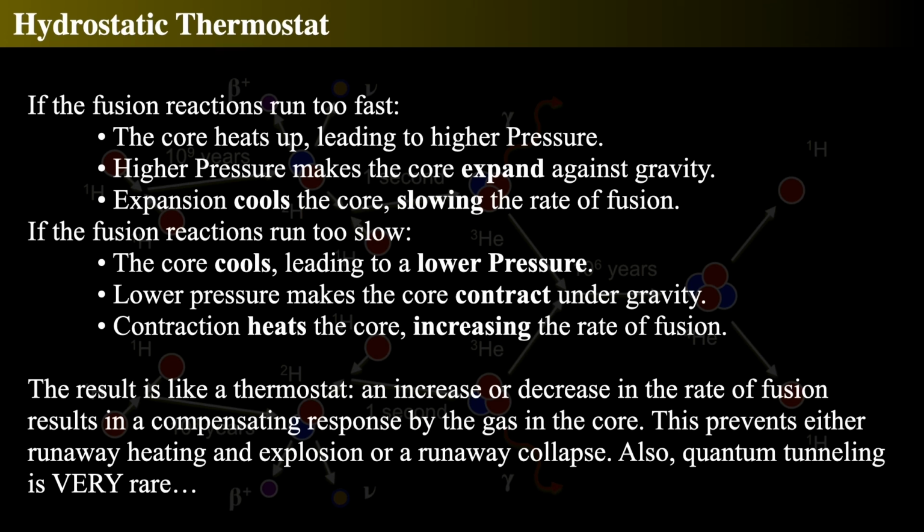Again, we go back to hydrostatic and thermodynamic equilibrium, and we say when the core heats up, that leads to a higher pressure. The higher pressure means that the whole core expands against gravity, and that cools the core, which then slows the rate of fusion. Now, if it runs a little slow because stuff's running out or what have you, the core cools, which leads to a lower pressure. Then all of a sudden gravity pulls things together, makes it contract, and then that heats the core. Ideal gas law again, because PV = nRT, right? So the total amount of material gets compressed, and if it gets compressed, it heats more, contraction heats it, and increases the rate of fusion. That's a thermostat. That makes it so it cannot be a runaway explosion.